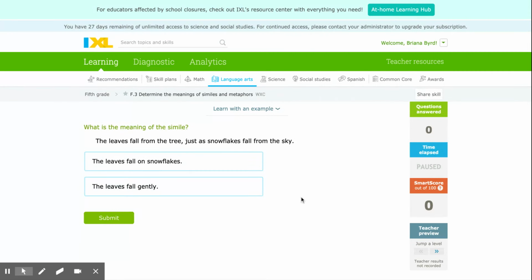Remember, as you're working, if you're confused, click Learn with an Example and review the notes.